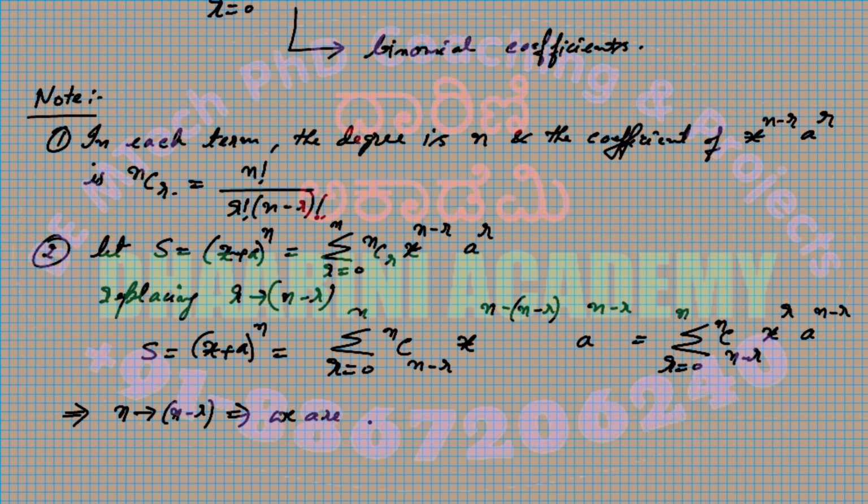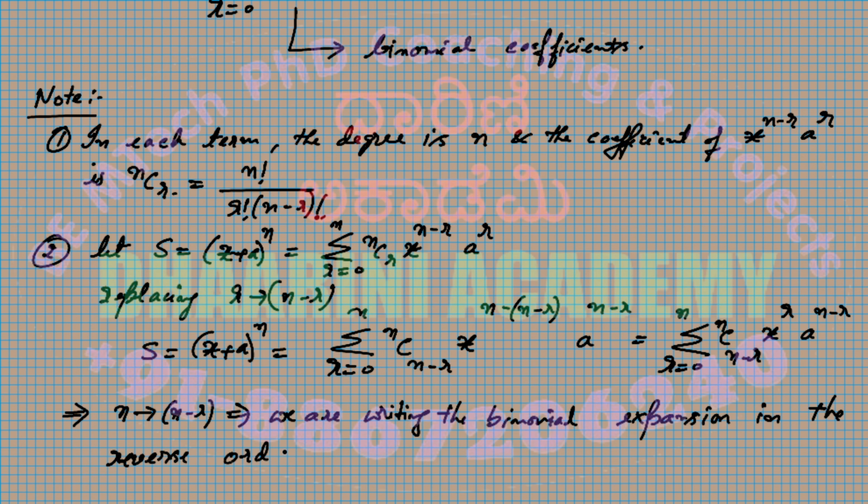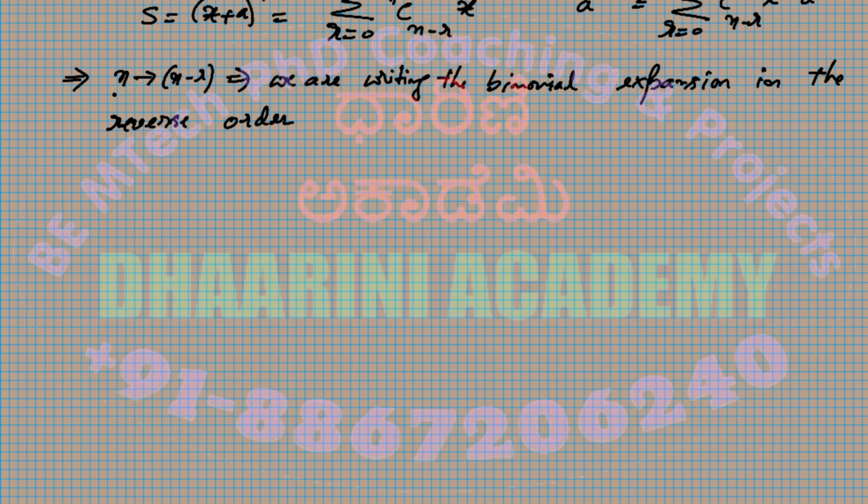By replacing r by n minus r, we are writing the binomial expansion in the reverse order, because every term becomes, you see, x to the n minus r becomes x to the r, a to the r becomes a to the n minus r. That's the indication of reverse. Okay, so that's point number 2.